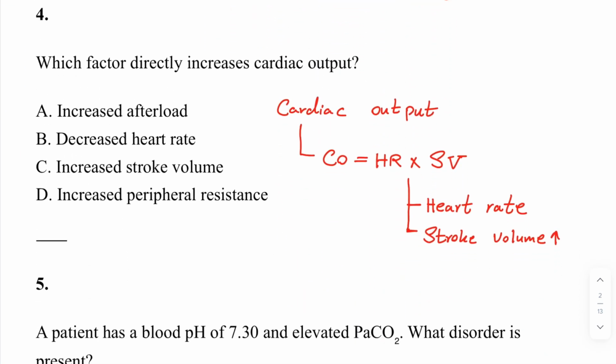Number 4. Which factor directly increases cardiac output? A. Increased afterload. B. Decreased heart rate. C. Increased stroke volume. D. Increased peripheral resistance. So, let's start with the formula for cardiac output. Cardiac output equals heart rate multiplied by stroke volume.